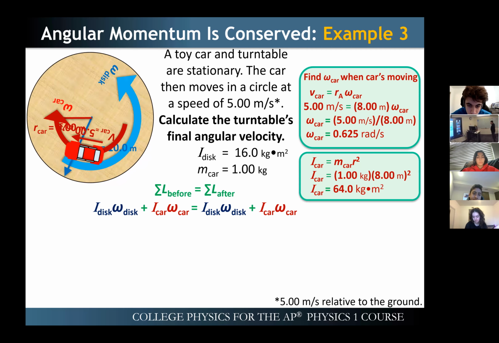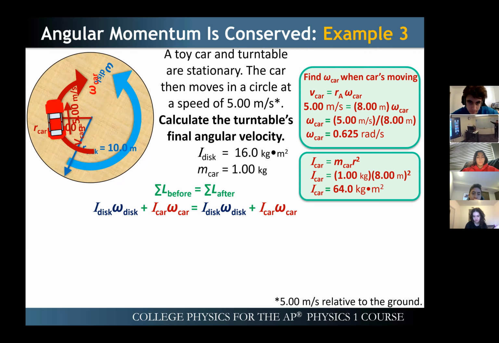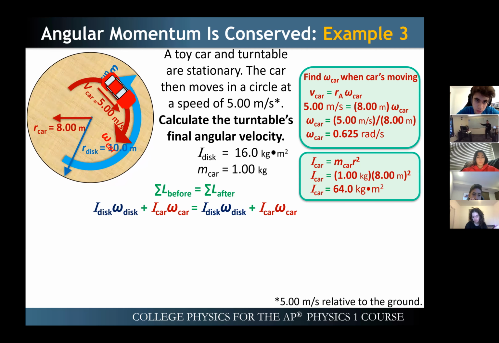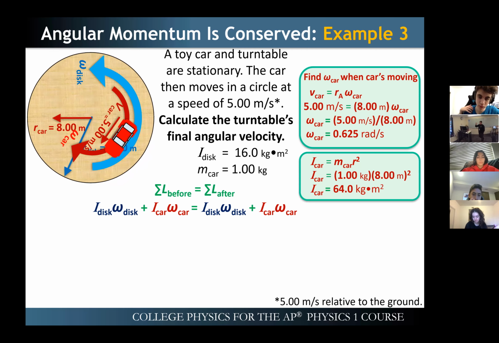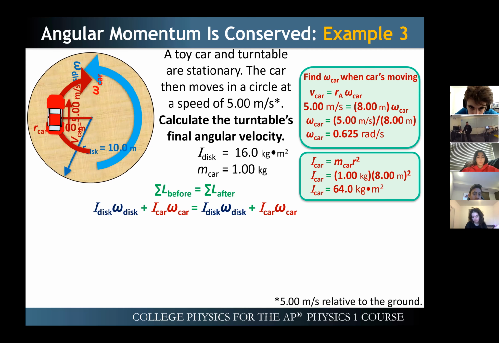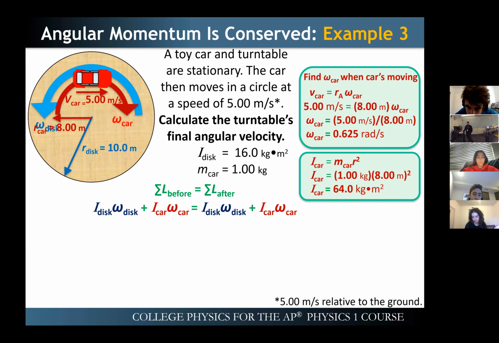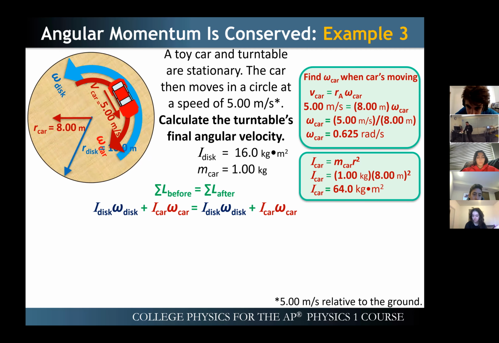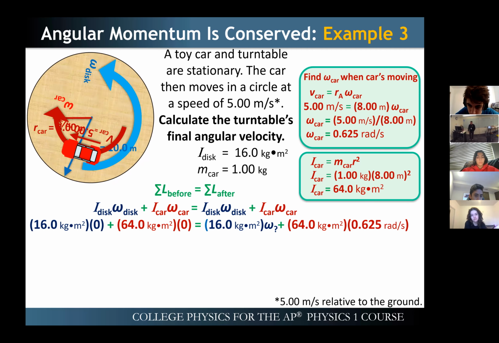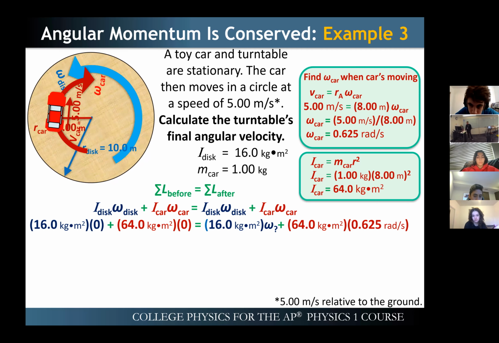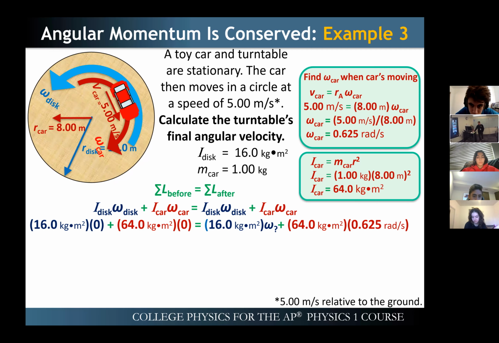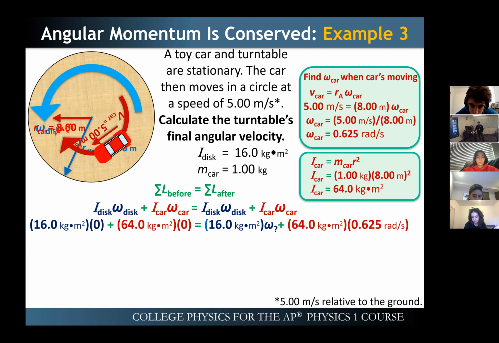So by using this relationship of how we connect angular and linear values, we get the angular velocity. By using the MR squared, we get the I value for the car as well. Now we know everything except for omega of the disk, because the initial momenta for the disk and the car are both going to be 0 because they weren't moving. And now we know the I and the omega for the car, and we know the I for the disk. So we only have one missing variable.